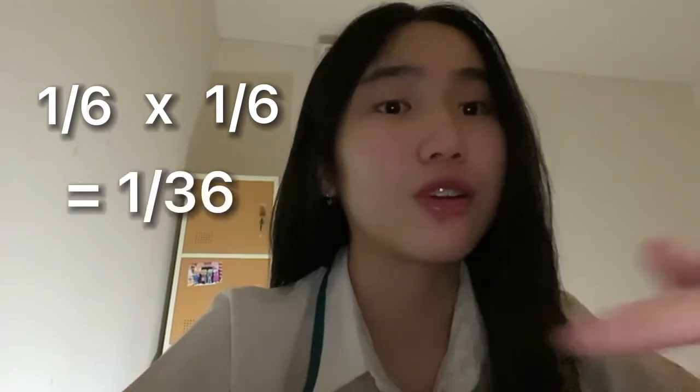Example of AND rule. So here I have 2 dice, and what is the probability of me getting a 3 in the first and 2 in the second one? So the probability of me getting a 3 is 1 over 6. Getting a 2 is also 1 over 6. Because it is AND, you multiply the numbers together. Therefore, you'll get 1 over 36.